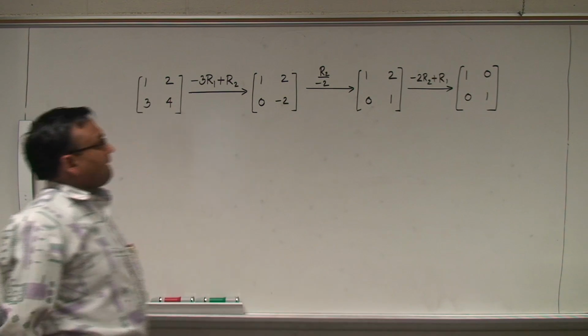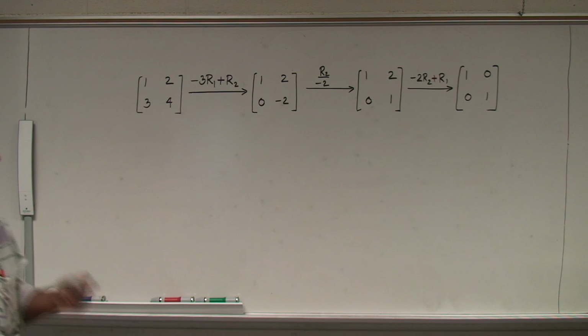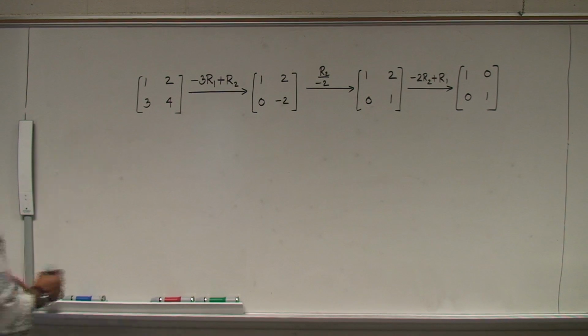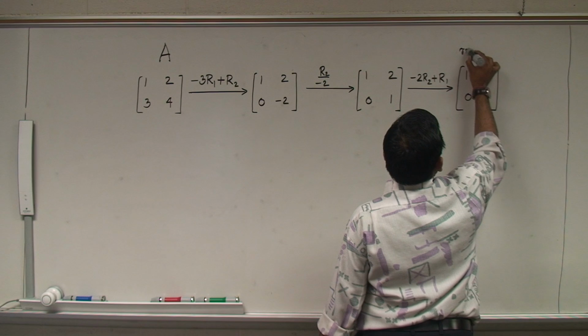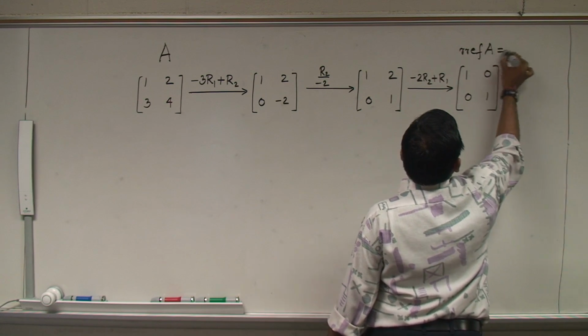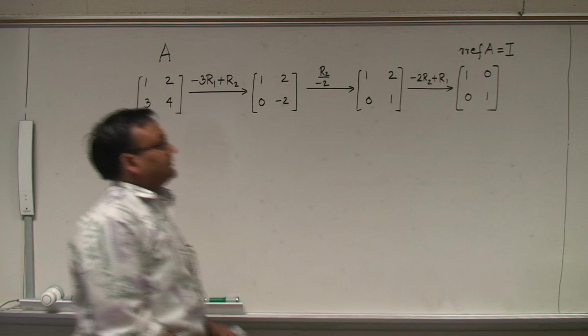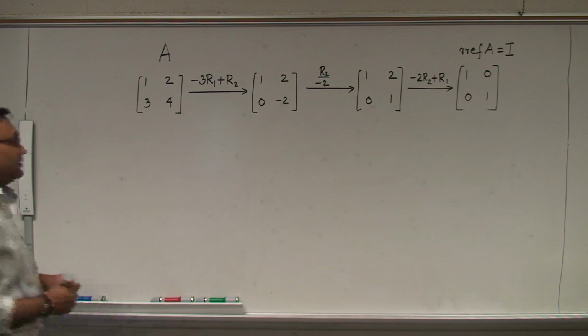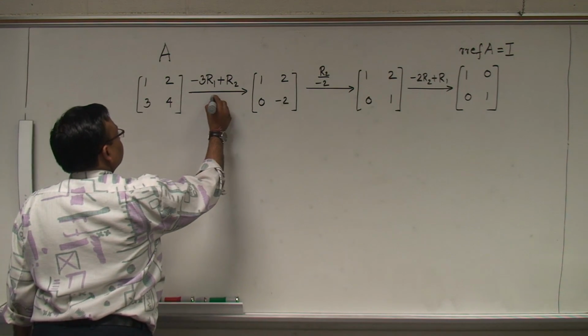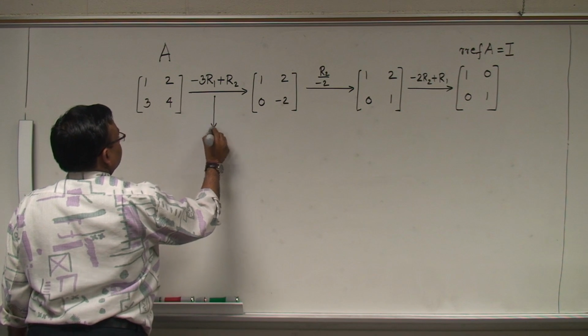So the question is, if I look at this reduction, I started with A, and this is the row reduced echelon form of A, which turns out to be the identity matrix. So by the fundamental theorem of invertible matrices, I know for sure that A is invertible because its row reduced echelon form is the identity matrix. But let us try to capture this in another way.